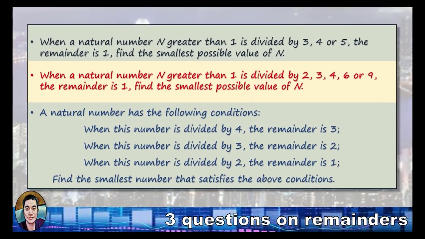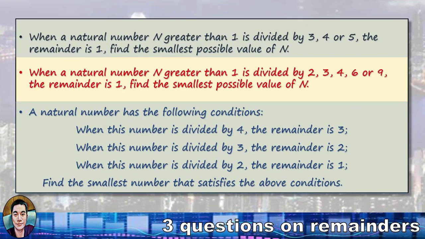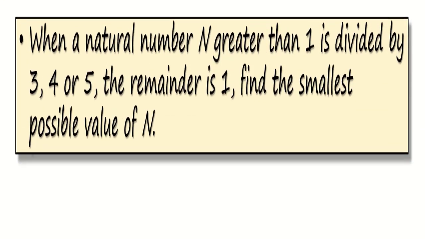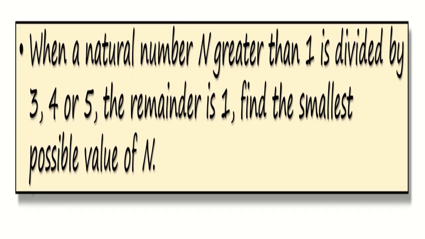Today, we'll discuss these three simple questions on number theory. In particular, it is a question on the remainders. So for the first question, we say when a natural number n greater than 1 is divided by 3, 4 or 5, the remainder is 1. We are asked to find the smallest possible value of n.